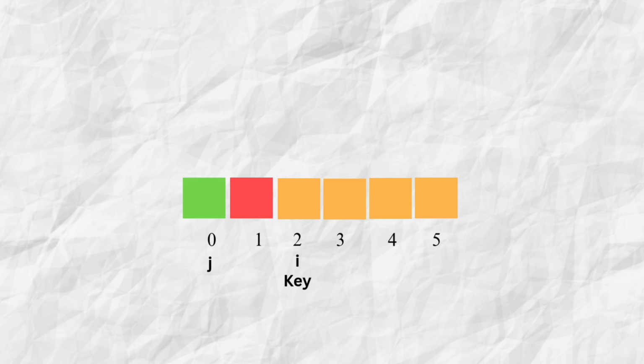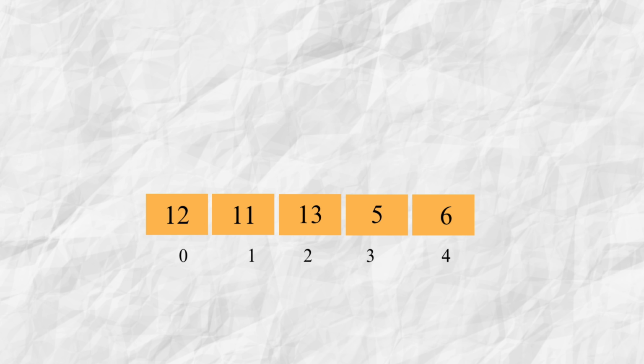Then I moves to the next element, and the same process repeats until the entire array becomes sorted. This is how insertion sort works. Here is the array. Initially, the first element is considered sorted. Now I points to index 1, and 11 becomes the key element.